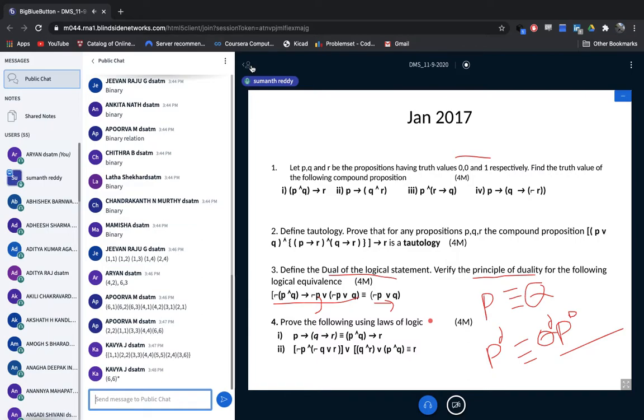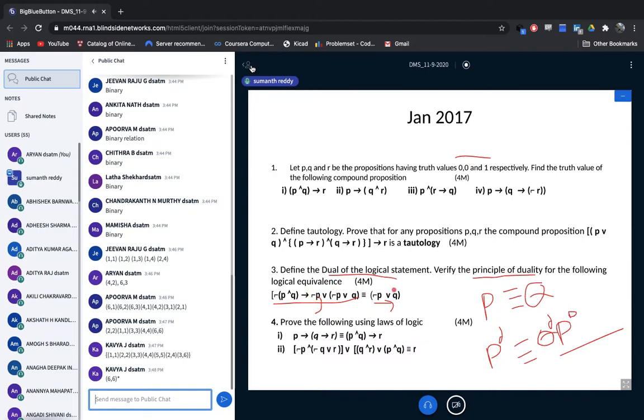Okay, so these problems we will solve in the next class. But this is the mistake most of the students will make. Without reading the question properly, they won't read the sentences, they won't have the patience. They will just think that it can be solved very easily by using the laws of logic, so they will solve it. But you have to verify carefully. He is asking you to verify the principle of duality.